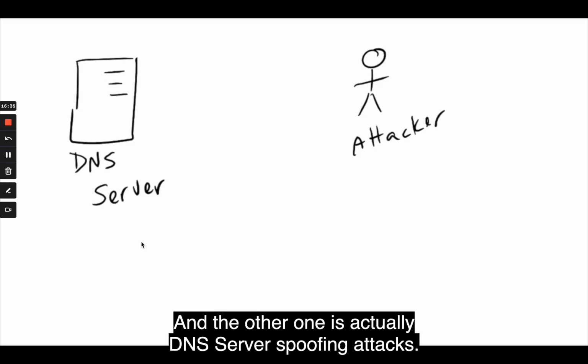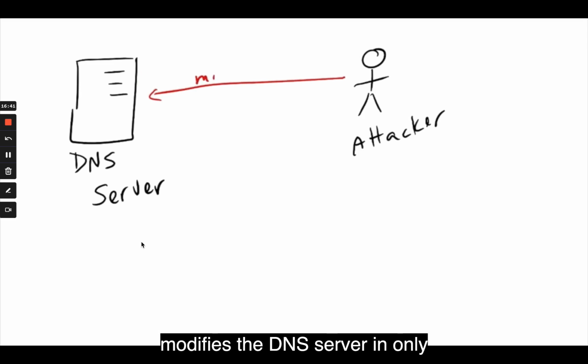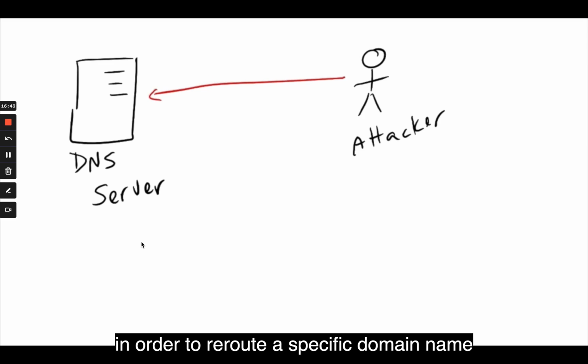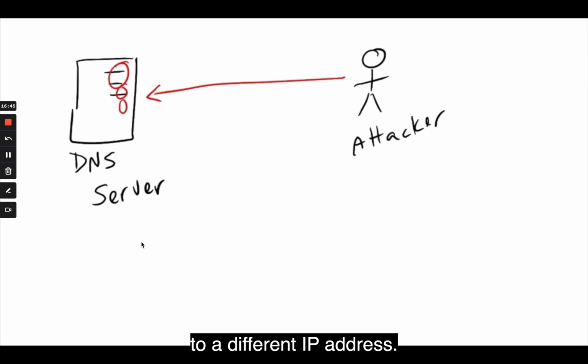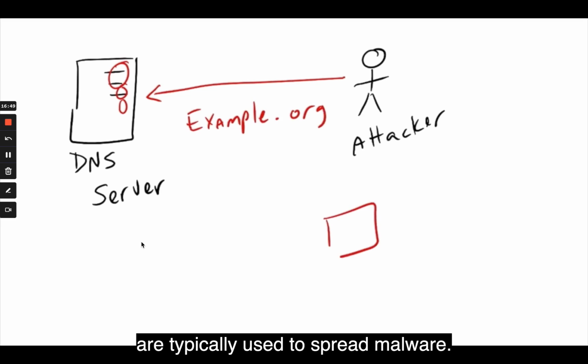And the other one is actually DNS server spoofing attacks. In this case, the actual attacker modifies the DNS server in order to reroute a specific domain name to a different IP address. And DNS server spoofing attacks are typically used to spread malware.